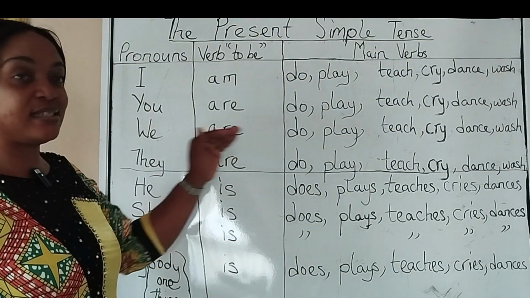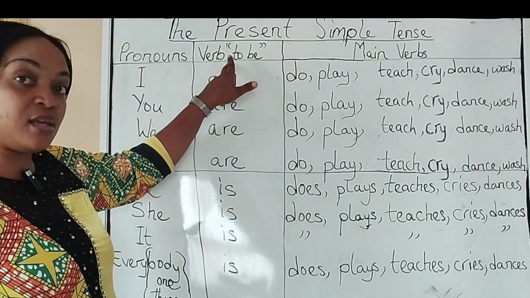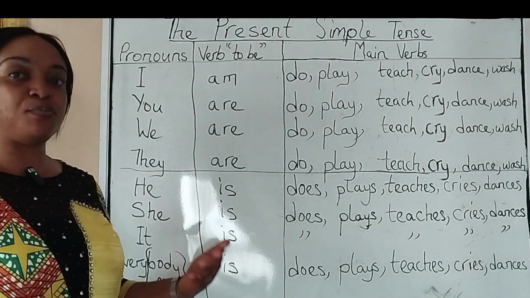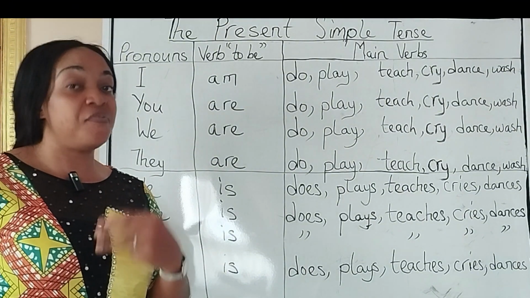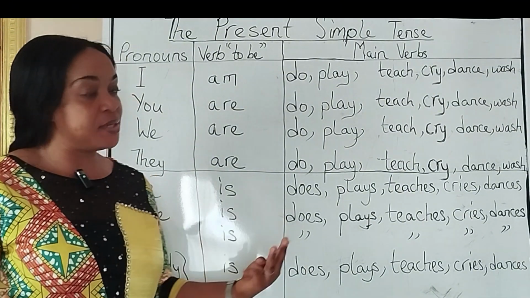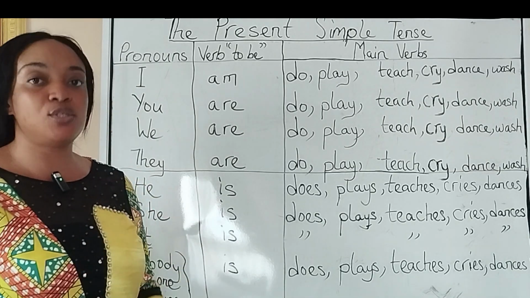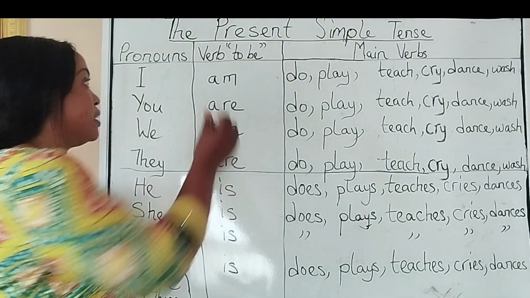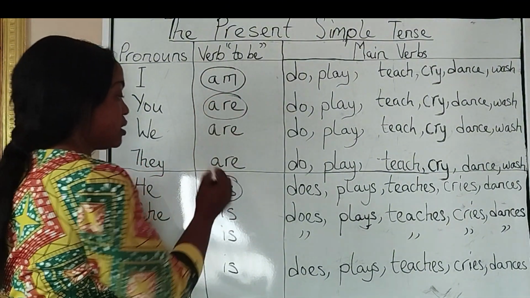The simple present tense, and I want to look at them using the verb to be and the main verbs. When we talk of the verb to be, we are looking at three forms of the verb to be. Remember, there are present tense and there are past tense of the verb to be. But we want to look at the present tense, and they include am, are, is.